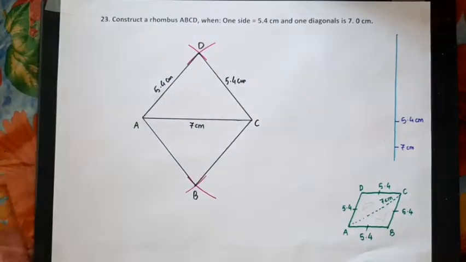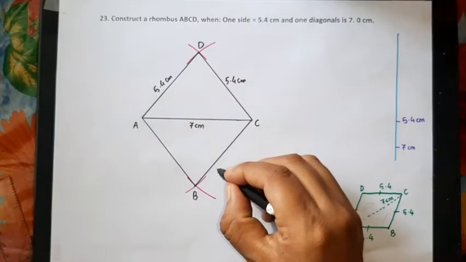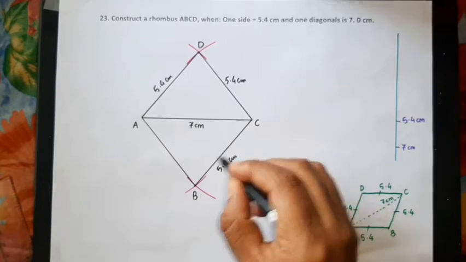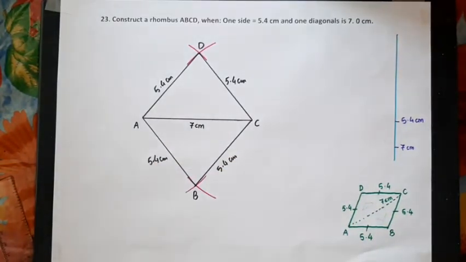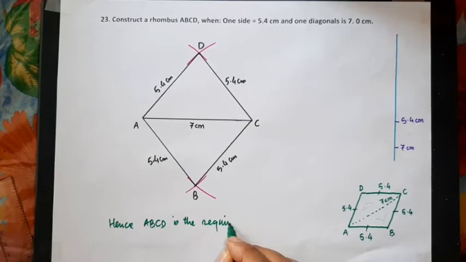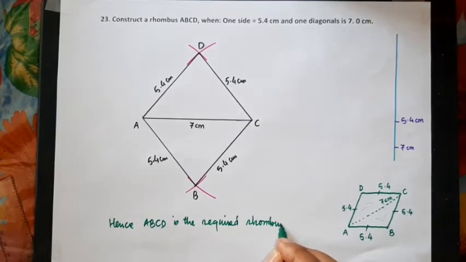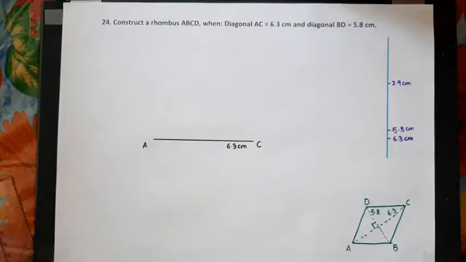Okay, so we have successfully constructed our rhombus. Okay, so this 5.4, this also 5.4 centimeter. So hence we'll write, pause the video to note down. Okay, so next question 24.